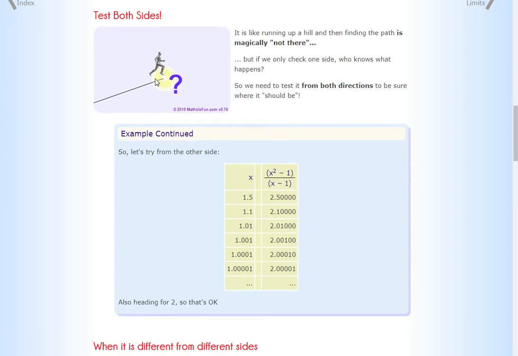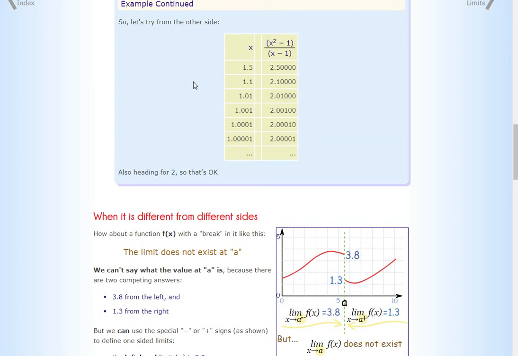Right, so you can see this guy running up the hill, and then running down the hill. Sometimes it approaches a different value from the right as it does from the left. Now, the ones we've looked at so far today have both approached the same value from both sides. With the example we just did, we looked at it from the left side, and now we're going to look at it from the right side. As we get closer and closer to 1, again, we get closer and closer to 2. So that's also heading for 2, so we know that that limit is right.